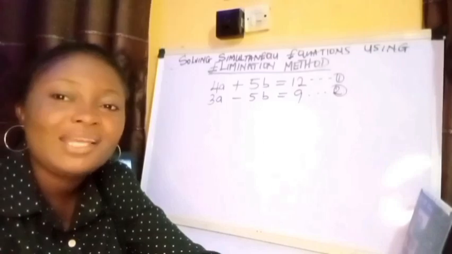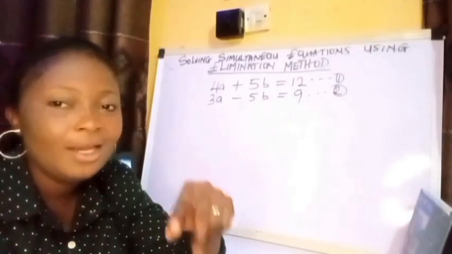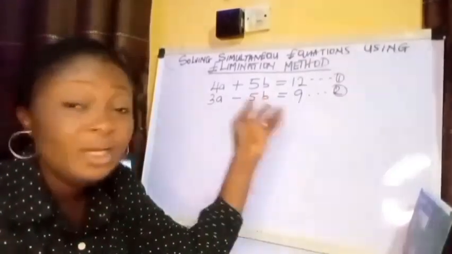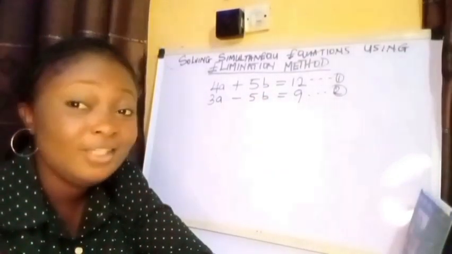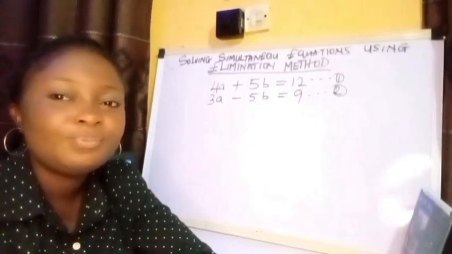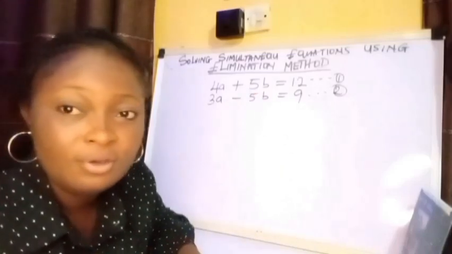So today I want to explain solving simultaneous equations using the elimination method. The last time we did the substitution method. The elimination method is actually one of the easiest methods of solving simultaneous equations. So let's go straight to this example I have on my board here.